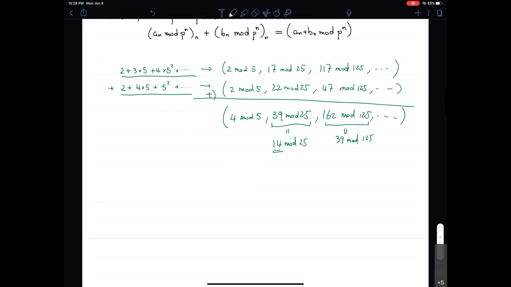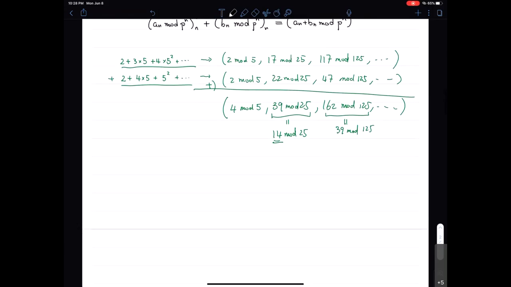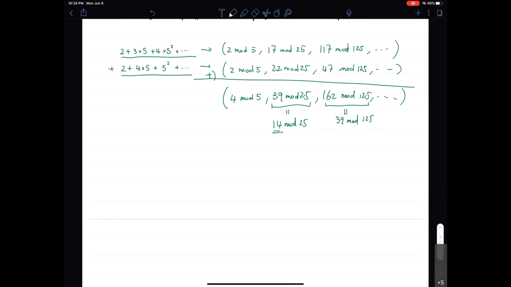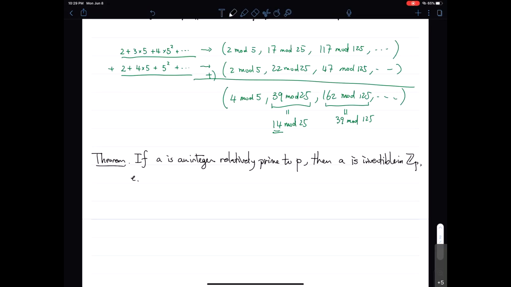So this is basically a quick introduction of what p-adic numbers are and how they work. Now I'm going to come to the next cool thing about p-adic numbers, that we can do a lot more things we can't do over Z. Here's the theorem. If a is an integer that is relatively prime to p, then a is invertible in Z_p.